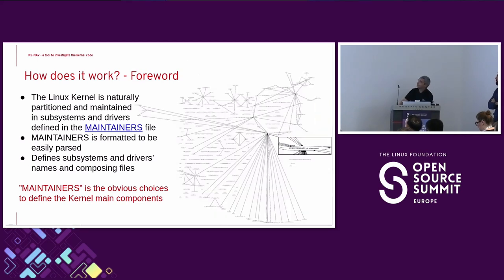So, in this picture here, you can see the subsystems as they appear in the maintainers file. You can see nodes in this graph and also arcs. Nodes correspond to subsystems. Ideally, you would have a constellation of subsystems and no arcs. Unfortunately, this is not true, and there is an arc between two nodes when there is a non-null intersection between two subsystems.